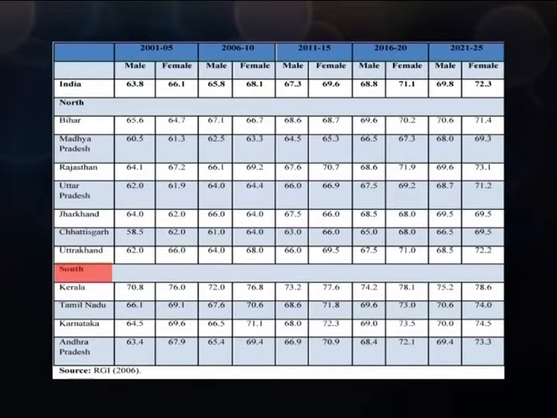On the other hand, the south has much higher life expectancy, both for males and females, than the national average. But in the south, the performance of Andhra Pradesh is not better than the national performance, but interestingly, the life expectancy for the females in this state is higher than that of the national average, while that of the males is below it.